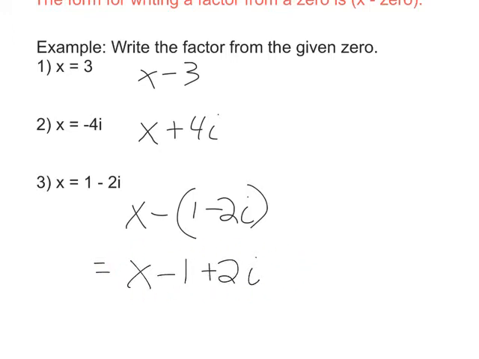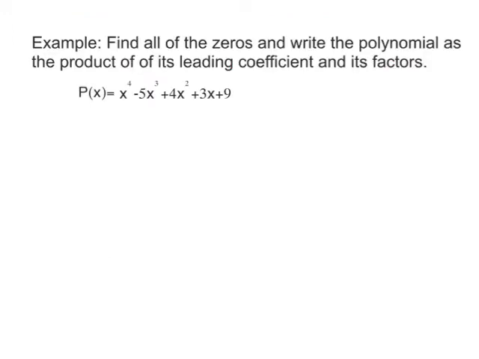All right, so let's take a look at a problem that we're going to start from the beginning. We're going to be given a polynomial. We're going to need to find the zeros of that polynomial, and then we're going to need to write those zeros as factors, okay? So let's look on the next page at our problem. Find all of the zeros and write the polynomial as the product of its leading coefficient and its factors, okay?